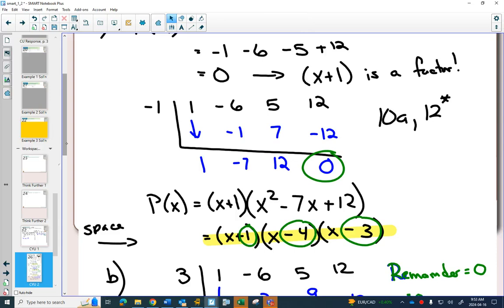Okay, circle questions 10A and 12. I want to make sure you look at 12 and do some problem-solving strategies, so I put a star beside that one.